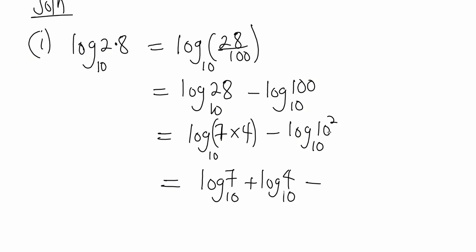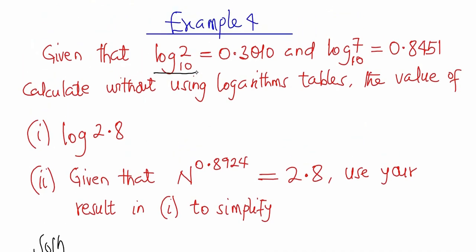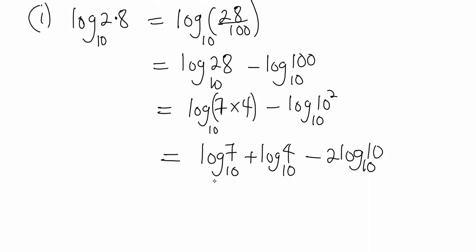Now when we look at logarithm of 10 exponent 2, the exponent 2 can now be written as a coefficient to logarithm of 10 base 10. Now in the question, remember that we were given the values of log 7 and that of log 2. Yes, we were given log 2 and log 7. But in our simplification, we have only log 7 here, which means that we can further simplify log 4 base 10 for us to get log 2, so that we do the necessary substitution.